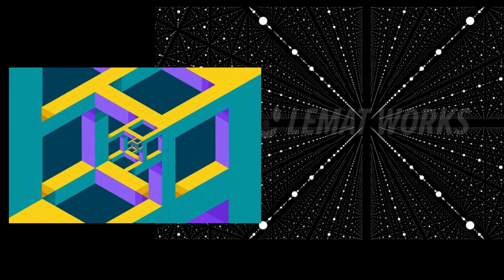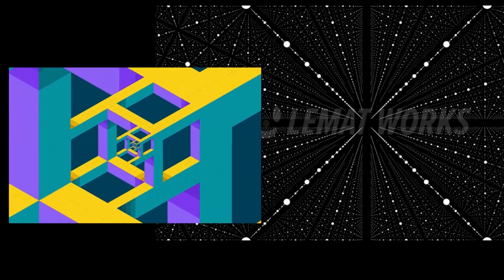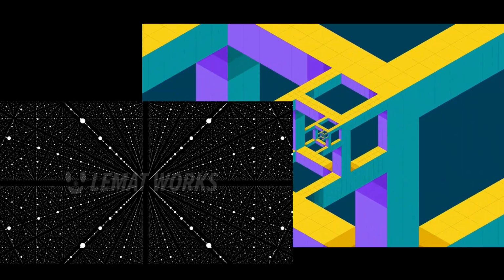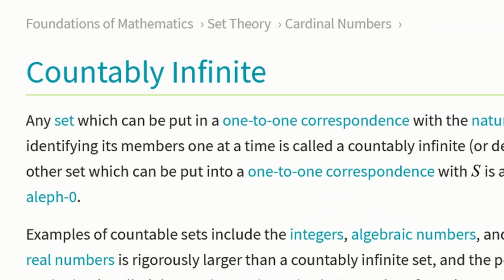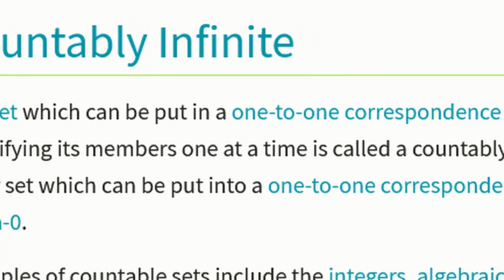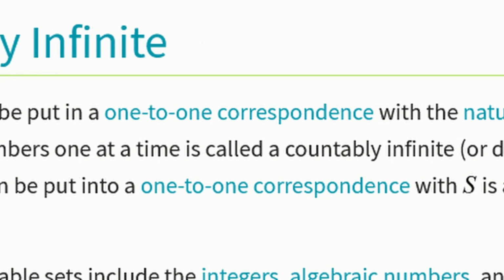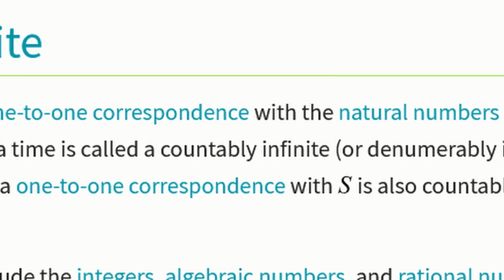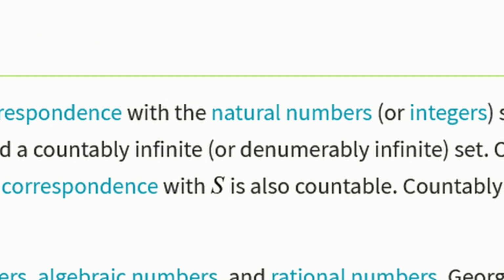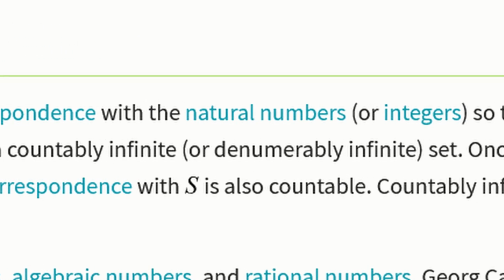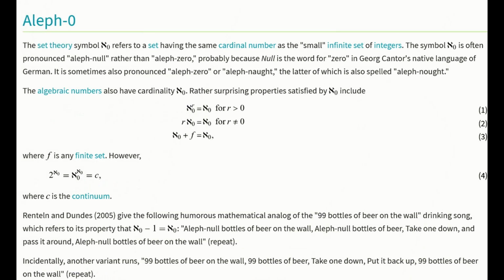These terms are supposed to distinguish between different sizes of infinitely large sets, with countable infinity being defined as having a one-to-one correspondence with the natural numbers, or the counting numbers. The notation used to identify this size of infinity is called aleph null.